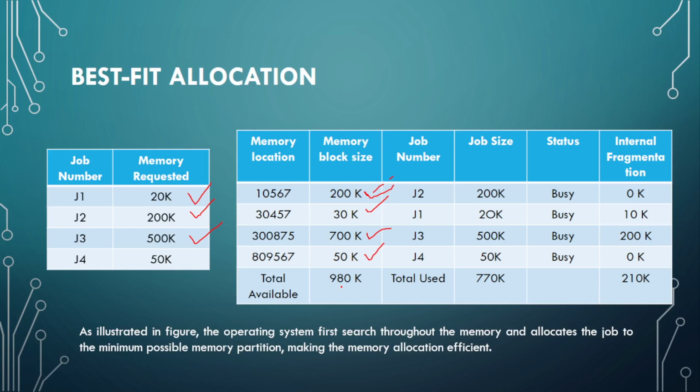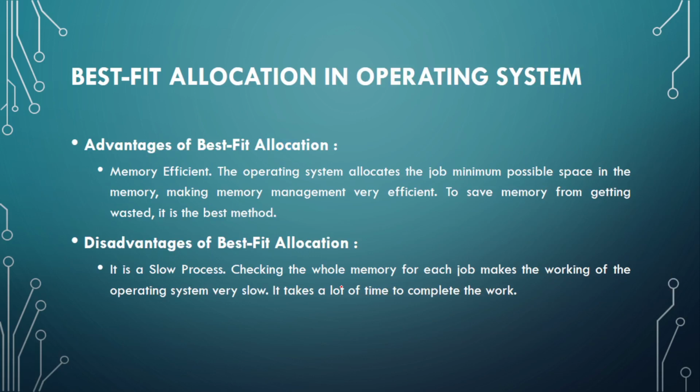As illustrated in this figure, the operating system first searches throughout the memory and allocates the job to the minimum possible memory partition, making the memory allocation efficient. The advantage of best fit allocation is that it is memory efficient. The operating system allocates the job the minimum possible space in memory, making memory management very efficient. To save memory from getting wasted, it is the best method.